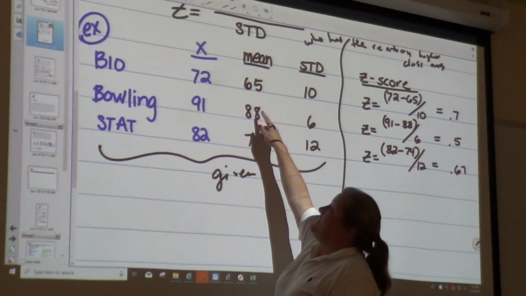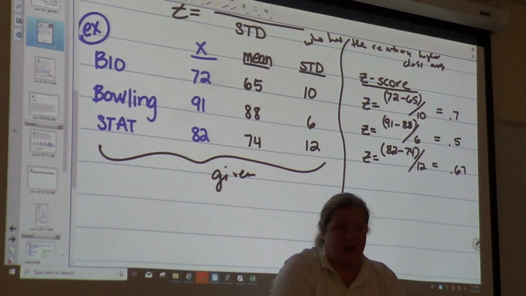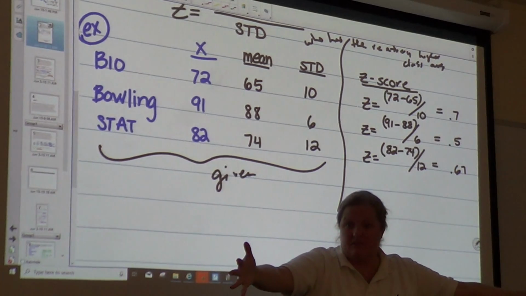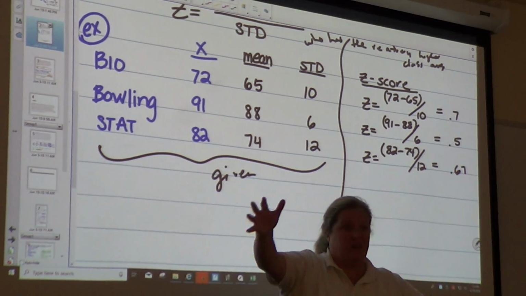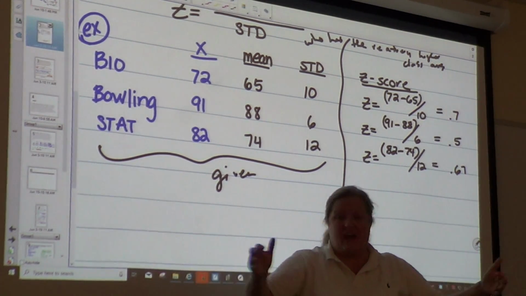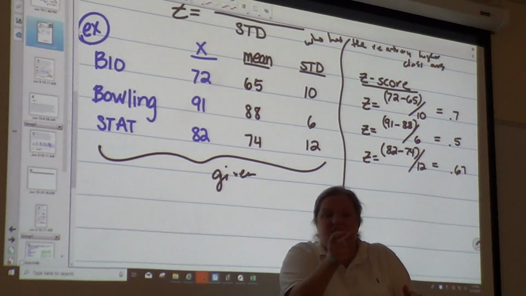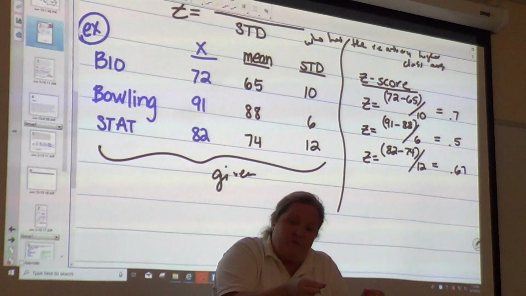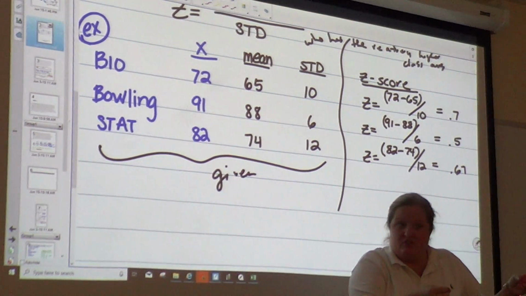Okay? All of the class averages are in different spots. And everybody's spread is different. So it's like you're on a boat. Everybody's going in a different spot. So I need to be able to compare them. And I'm going to compare them by the size of their jump. Are you a little jump away from your teacher? Or are you a big jump away from your teacher?